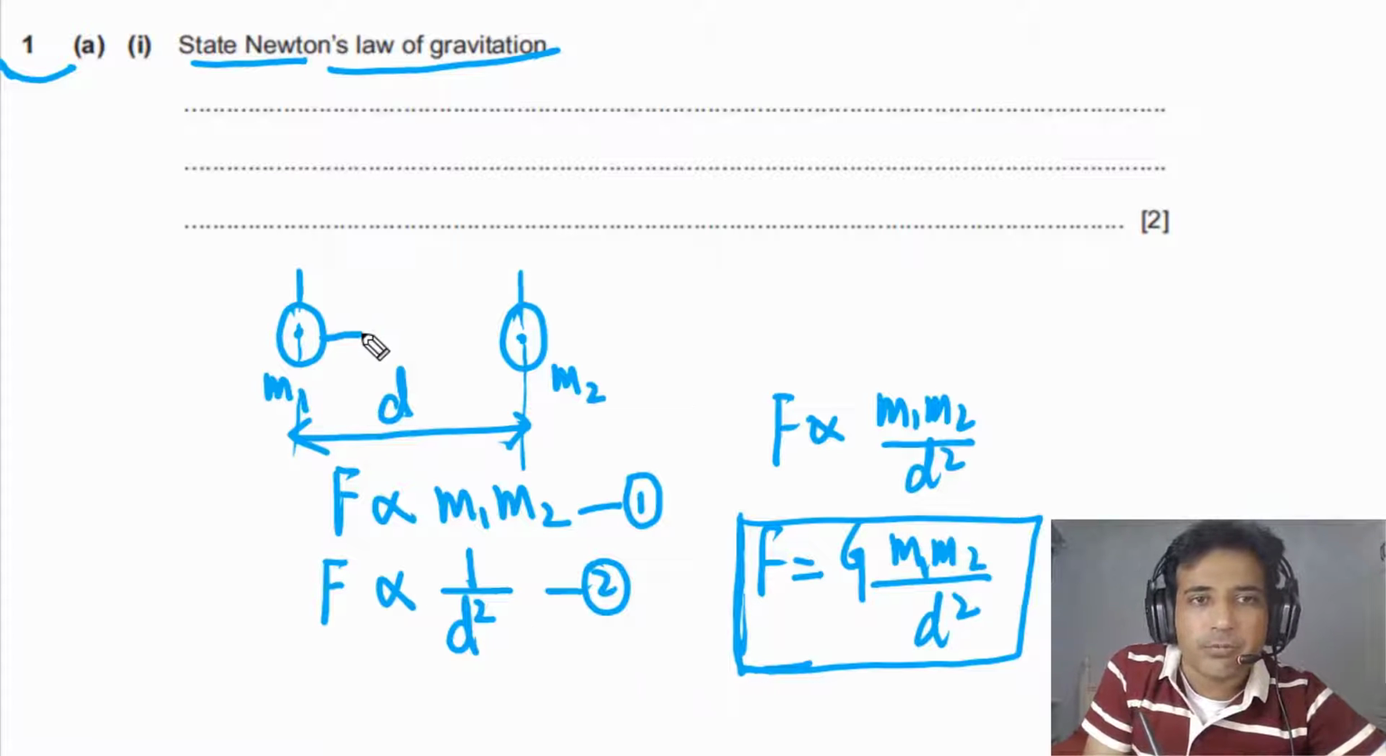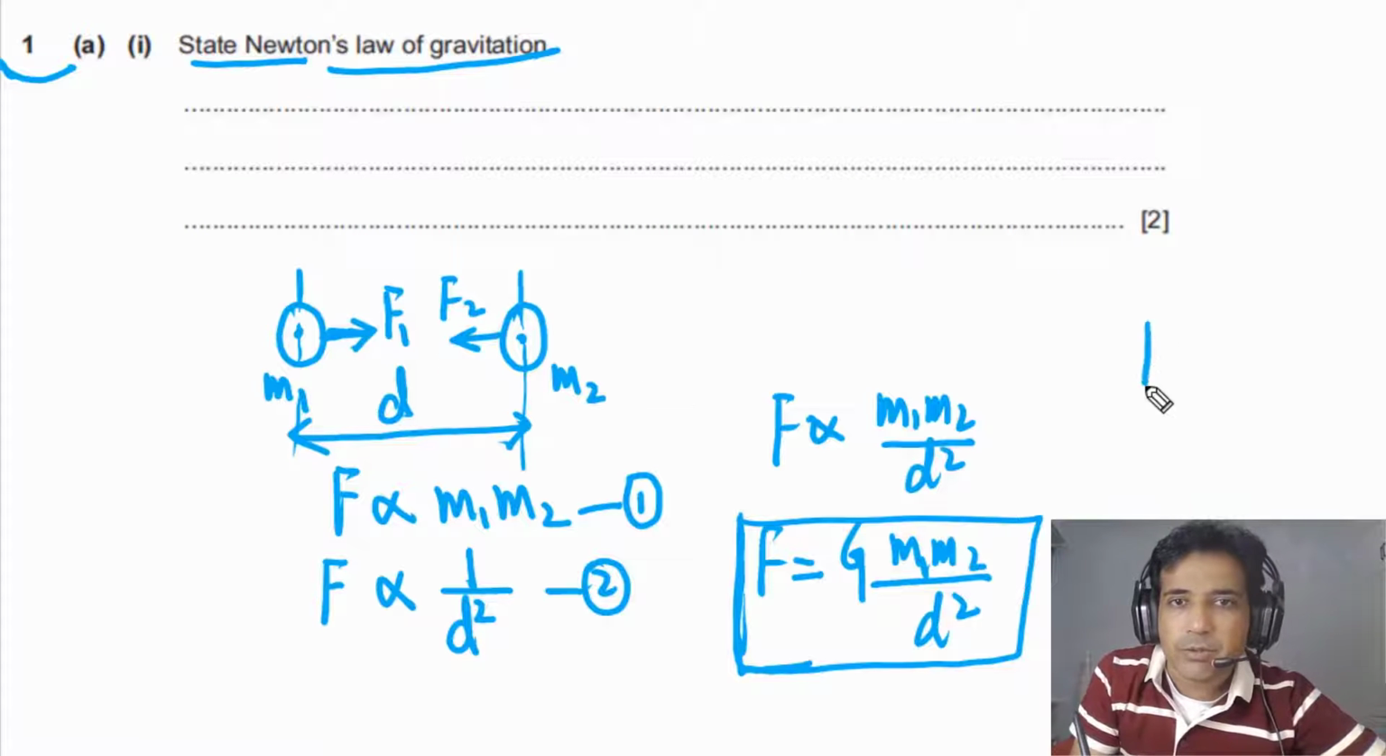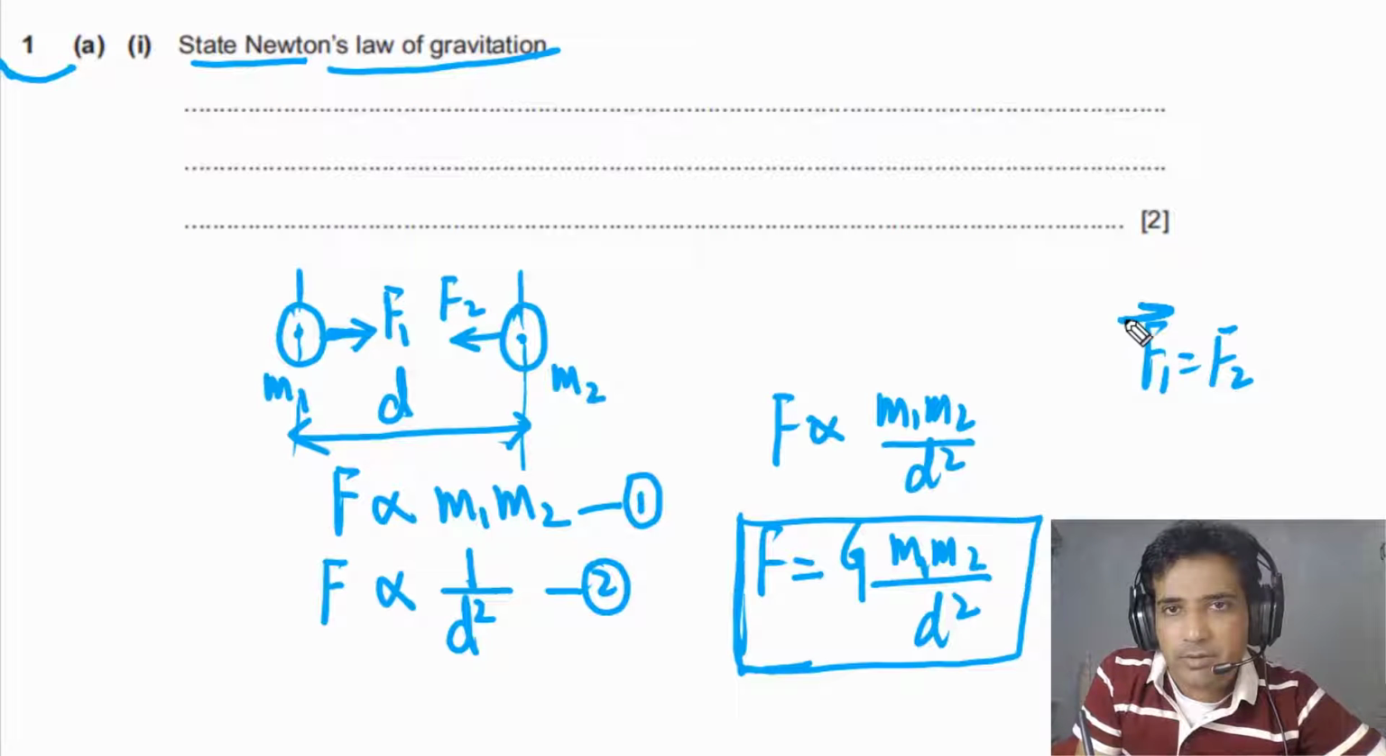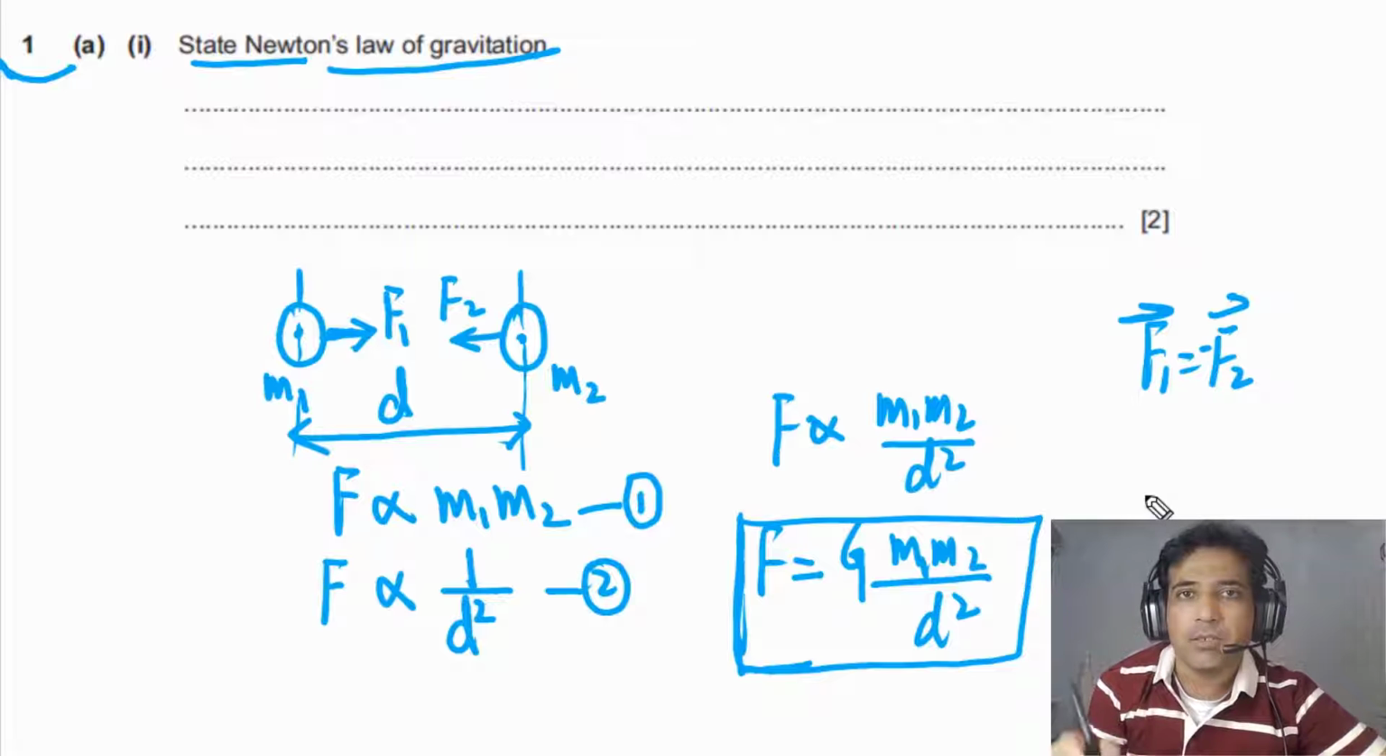For example, in this case, the gravitational force on this object, let's say this is F1, and the gravitational force on the second object, let's say this is F2. So F1 in this case will be equal to F2 in magnitude, but the direction will be opposite. So we can also use a negative sign here. These 2 forces are equal but opposite in direction.